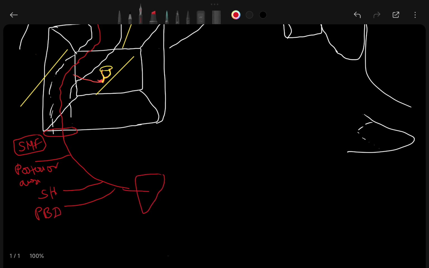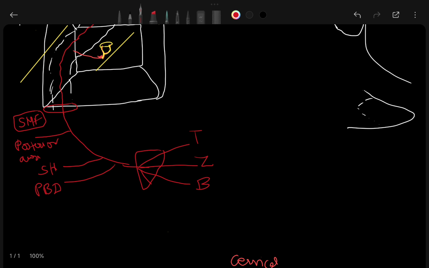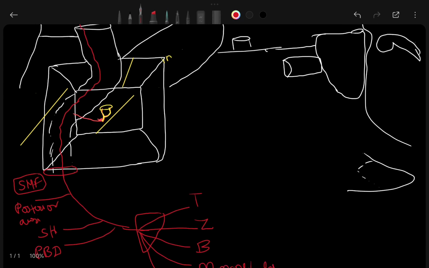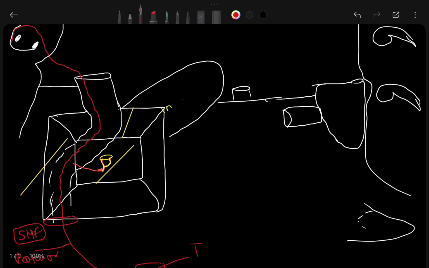Then it comes into the substance of the parotid gland and gives 5 branches: temporal, zygomatic, buccal, marginal mandibular, and the last one is the cervical branch. From the exam point of view, this is enough, and later we will describe which muscles this nerve supplies. This is about special visceral efferent.